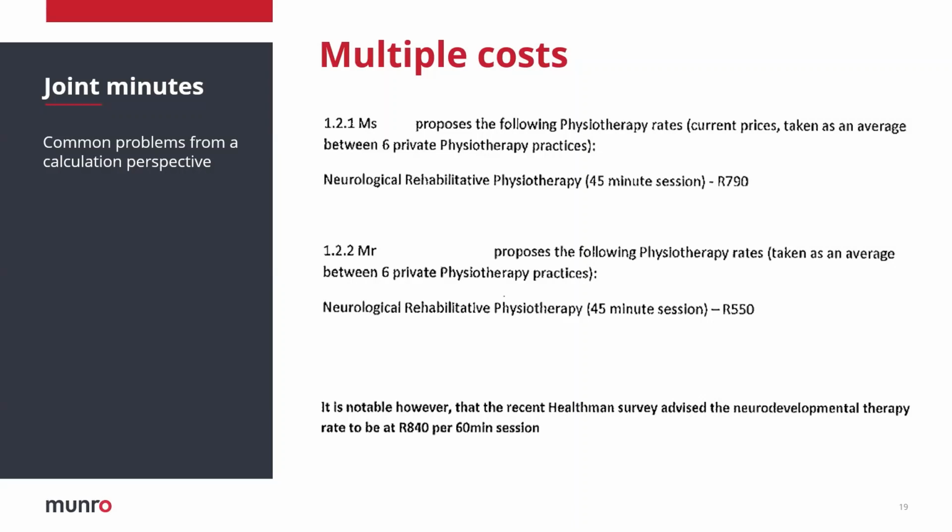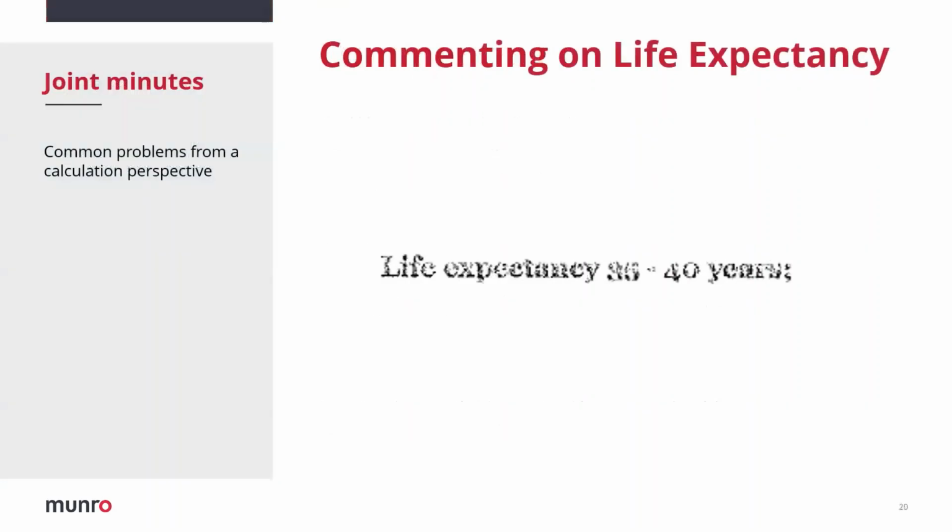If they had a joint minute, they could have both agreed that, okay, look, we're going to propose 6 private physiotherapy practices, and that's it. And then they agree on 790 as the price of it. And in that way, we are able to proceed. But if it's like this, it prolongs the whole calculation and we do multiple things. Those were just some of the issues that we meet.